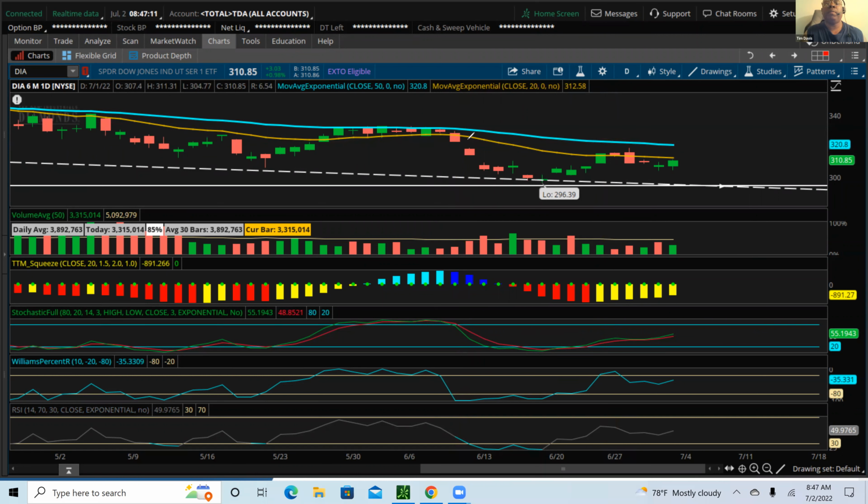Again, you have a gap here. Look at that gap here. There's a gap here, and there's a gap here in the DIA. So more than likely what price action wants to do is possibly go up to fill this gap, which will probably take us right back up towards that 50-day moving average.